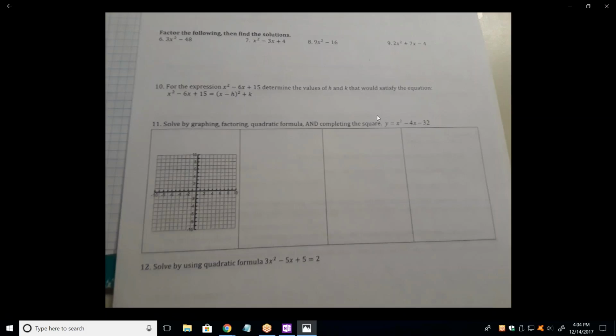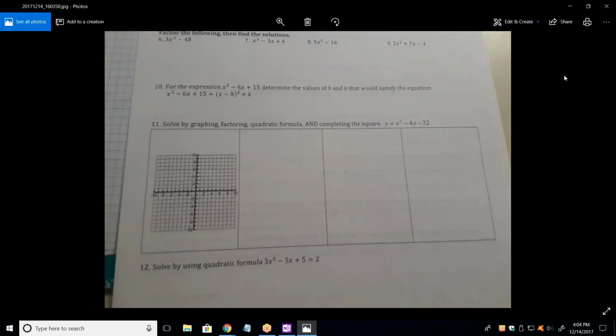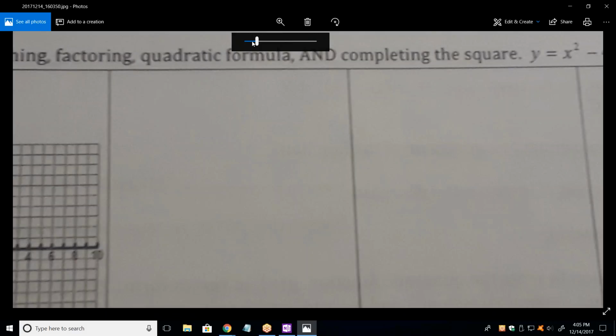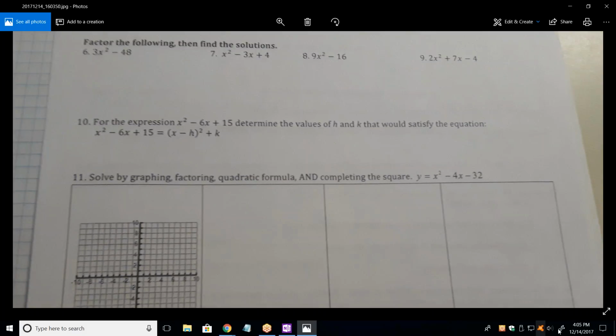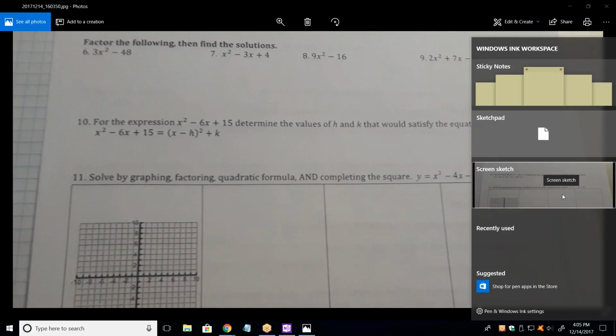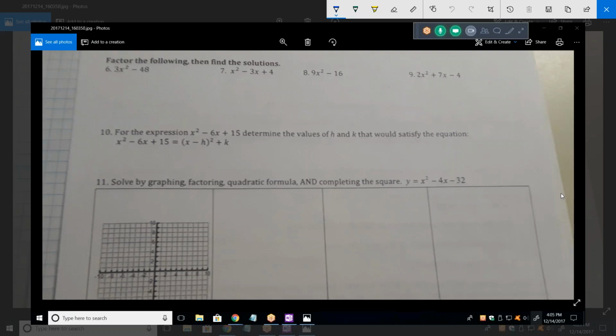All right, let's see. We want to start with 6. Okay, let me blow that up just a little bit. Not much. All right. I have some drawing space. So, what's the first thing you can do on 6?